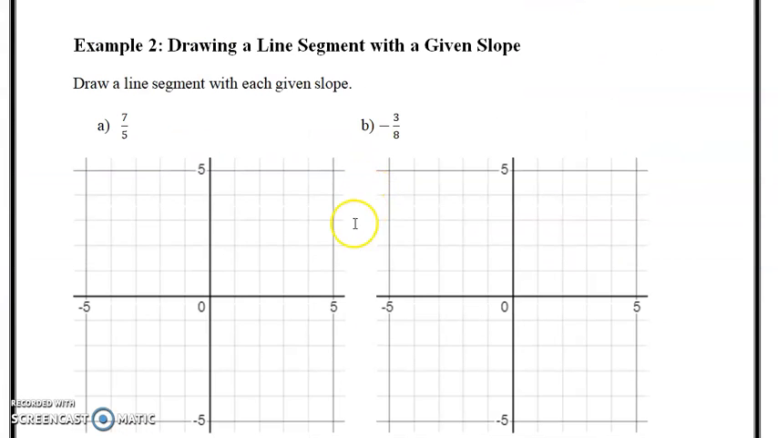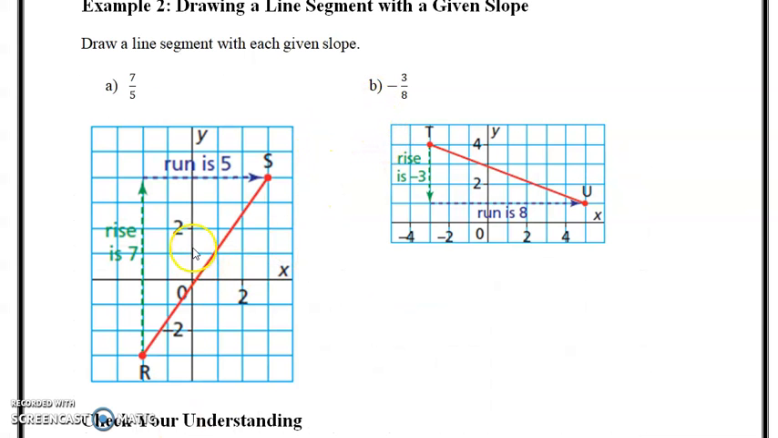Let's look at the next example. It says draw a line segment with a given slope. So I've drawn these for you. I picked R. R is just a variable; you can pick any variable you want. You can use your initials. It doesn't make a difference.